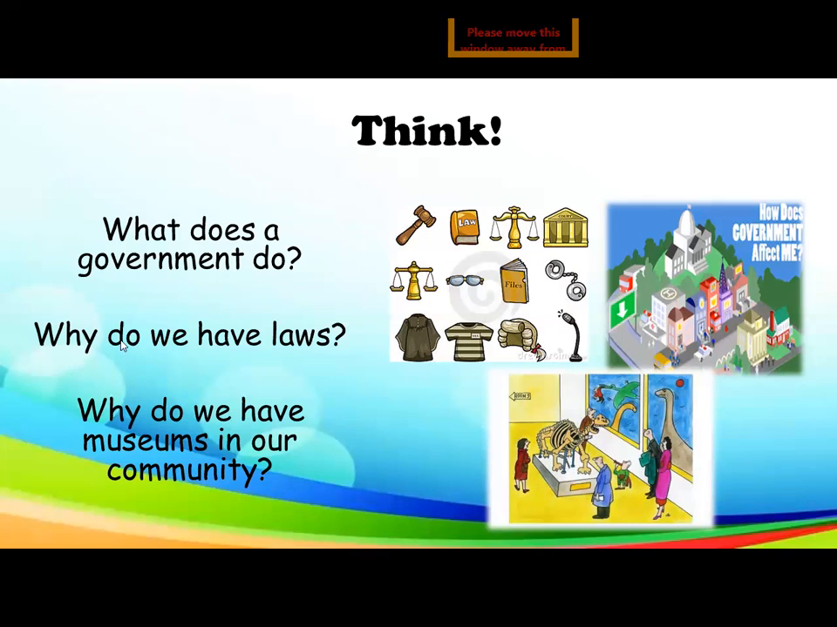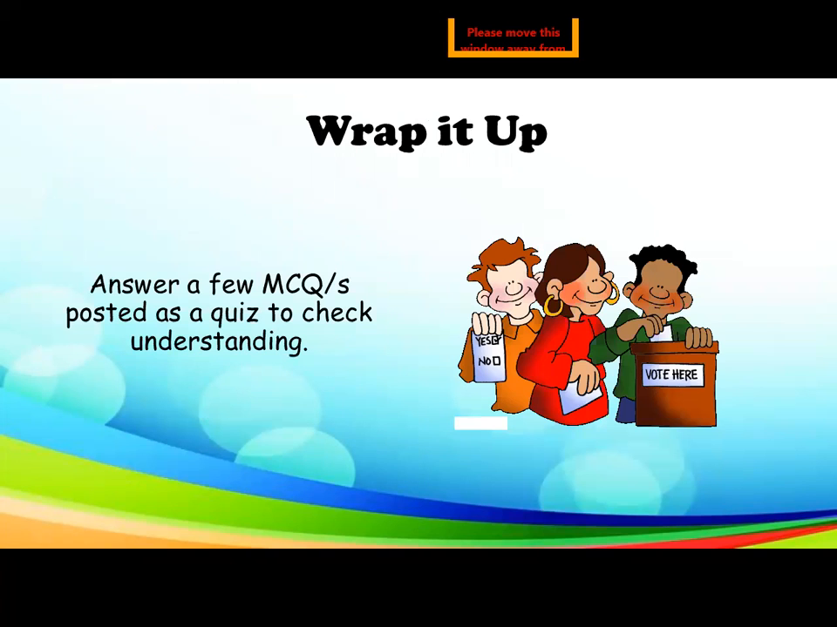All right, now I want you to think about all the things that we've gone through. What does the government do? Why do we have laws? Why do we have museums in our community? We know that government is the one responsible for the rules and laws, right? So a government makes sure that people are abiding by the rules and the laws. I want you to think about these questions. This is your assignment for today.